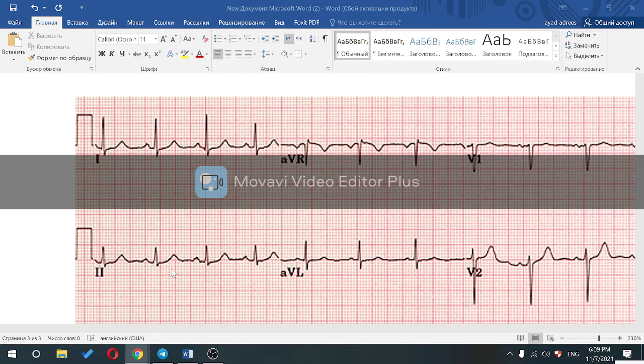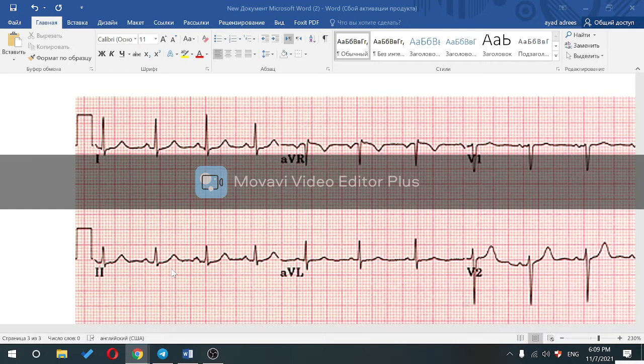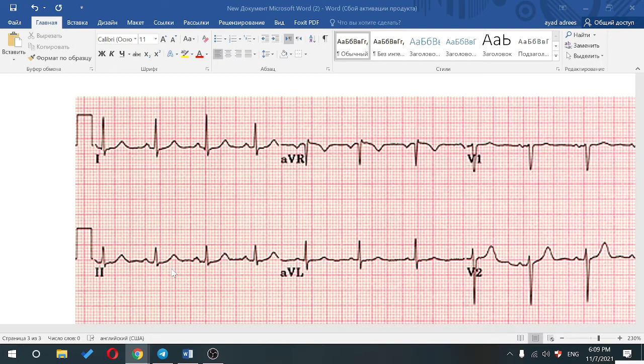Okay, so next step, we check the QT interval. What should we check next? QT interval. If the QT interval was prolonged, that can predispose you to have what? Torsades de pointes, and it's due to channelopathy. Okay, so you check the QT interval.